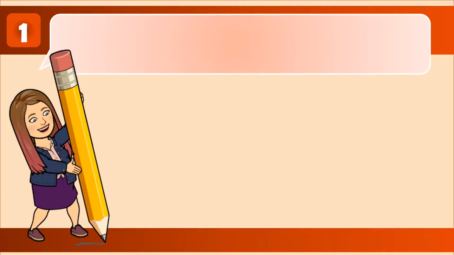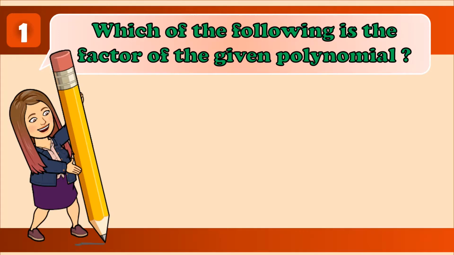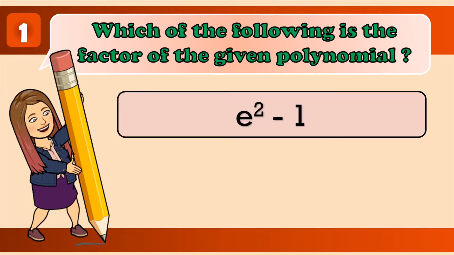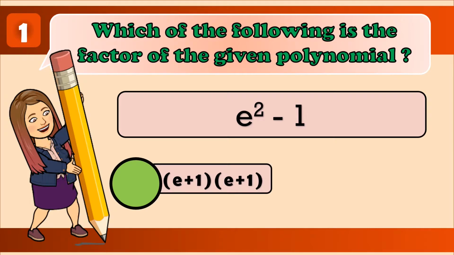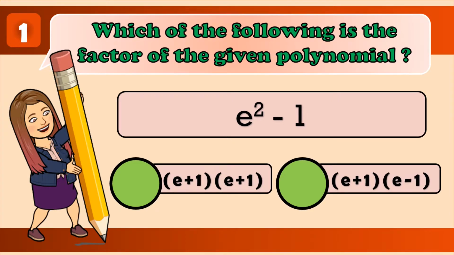Do you now understand how to factor difference of two squares? Now let's apply what you've learned. Which of the following is the factor of the given polynomial e squared minus 1? You are given two choices. Try it on your own. Pause. Do you have the answer now? Correct. It's the quantity of e plus 1 multiplied with the quantity of e minus 1. The square root of e squared is e. The square root of 1 is still 1.